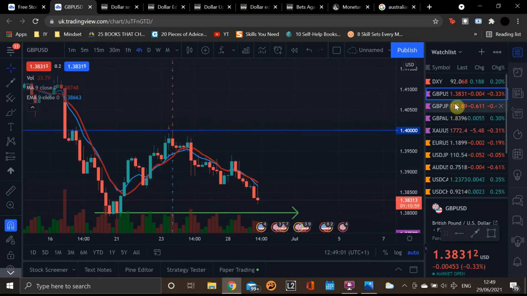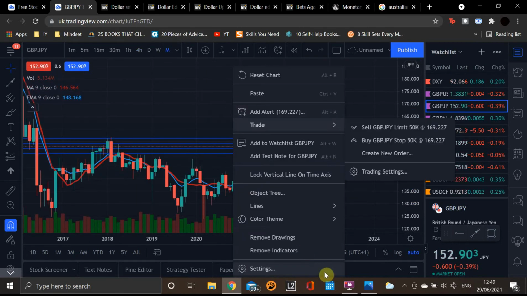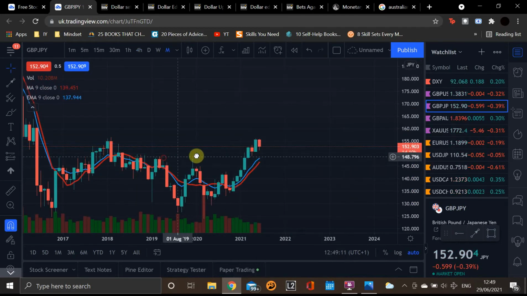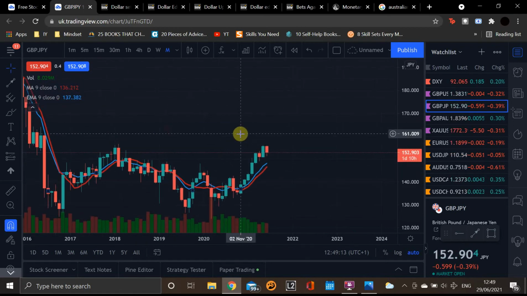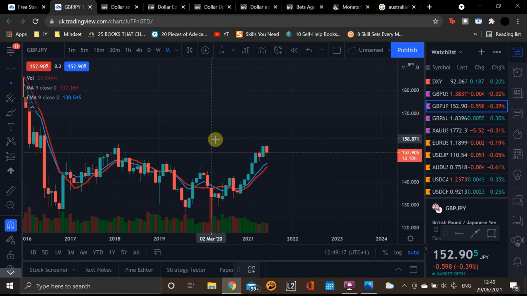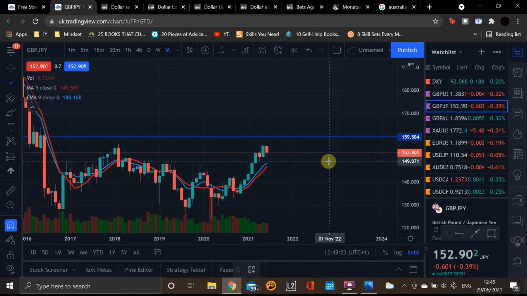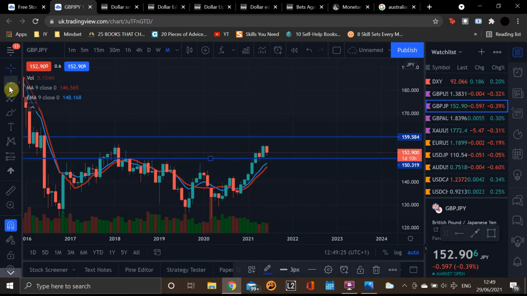Let's look at GBP JPY. This is confusing me. Gonna remove the drawings again. Gonna mark the major levels: 160, 150, 140. That's all I need for now.